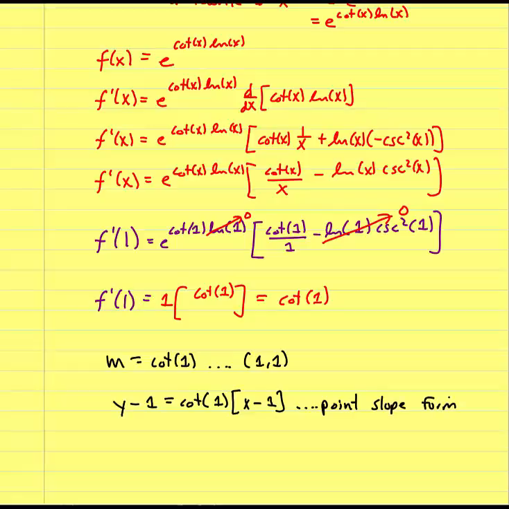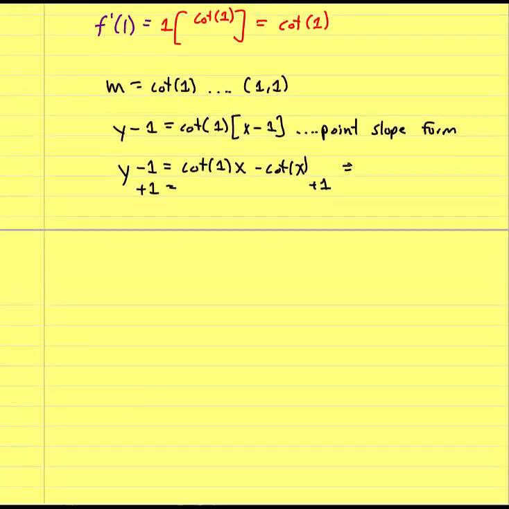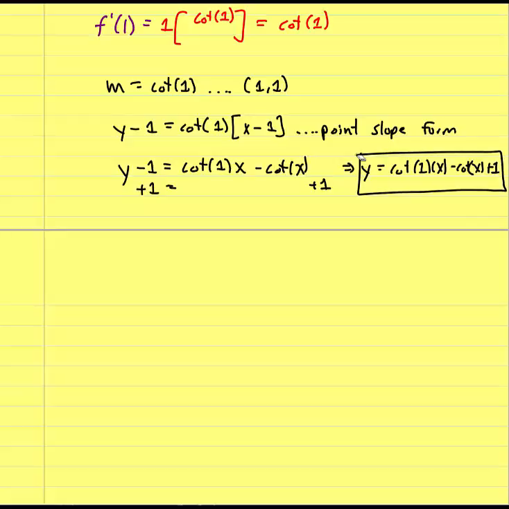Now if I wanted this in slope intercept form, then I would go ahead and solve for y. I'm going to do that in 2 steps. This is cotangent of 1 times x minus cotangent of x, and then I'd have to add the 1 to both sides. And again, whatever you do to one side, you have to do to the other. So the last step for simplification would be y equal cotangent of 1 times x minus cotangent of x plus 1. Okay, so that's the equation of the tangent line at that point.